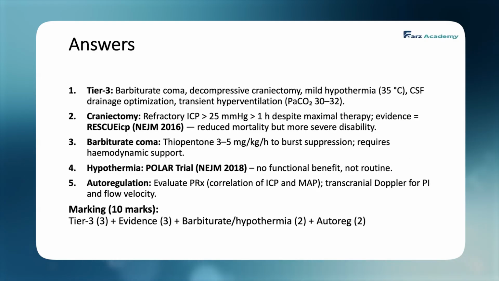Now, the next question was to discuss the decompressive craniotomy: indication, timing, and evidence. So if there is refractory high ICP, more than 25 for more than 1 hour, despite your tier 2 and tier 3 therapy, then you have to go for the decompressive craniotomy to reduce the mortality, but disability will be there. It can reduce the mortality, but not the disability.